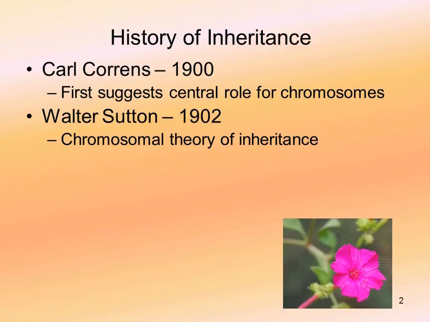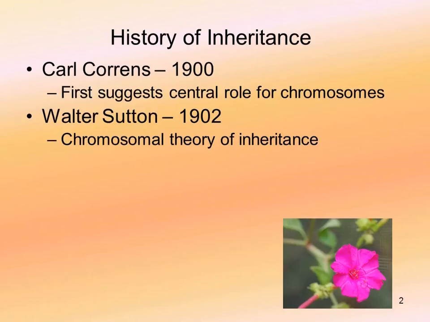In 1902, Walter Sutton was studying grasshopper cells, and he discovered that chromosomes occurred in pairs and that during meiosis those chromosome pairs split, each going to their own cell. Prior to this, we had no knowledge of chromosome pairs or their movement during meiosis. In 1903, Sutton also continued his work by discovering that chromosomes were composed of genes. This led to what is known as the chromosomal theory of inheritance.